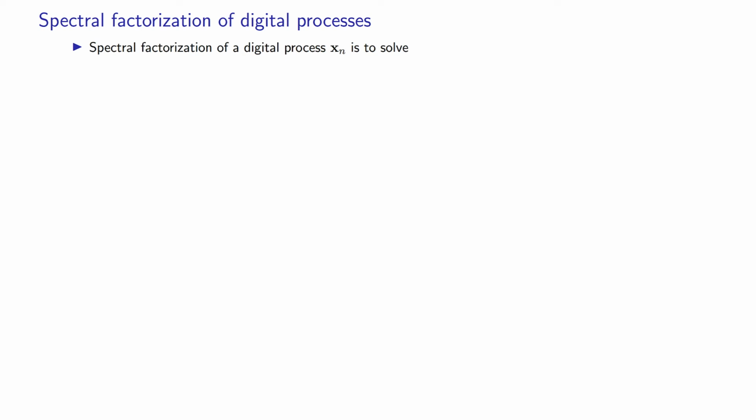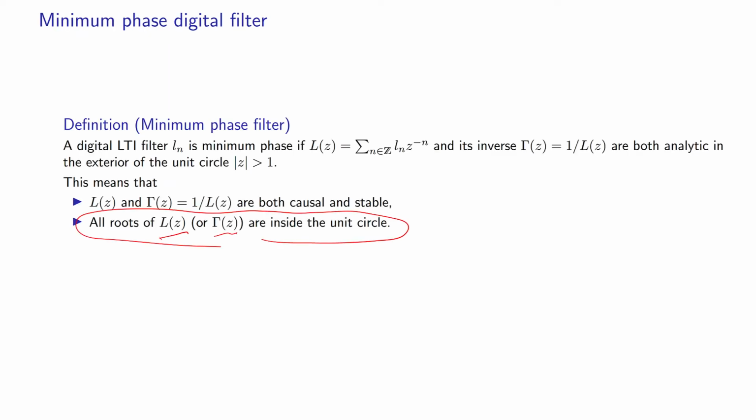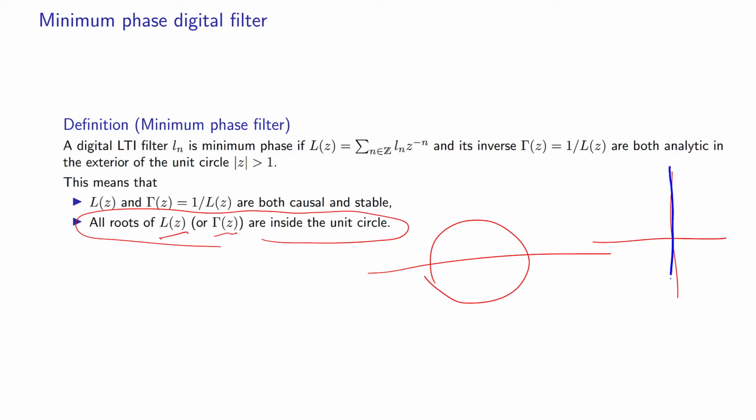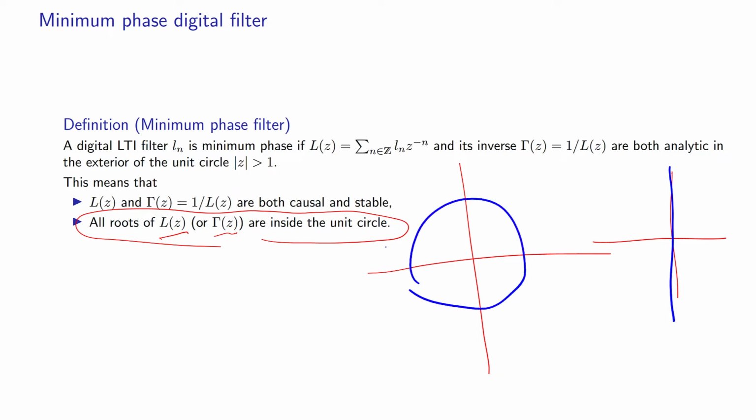The same thing holds for continuous time. Instead of the unit circle, because the unit circle in discrete time is the equivalent of the j omega axis for continuous time. So the unit circle, for discrete time signals, is equivalent to the j omega axis.